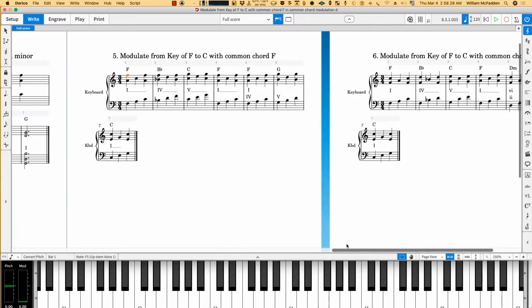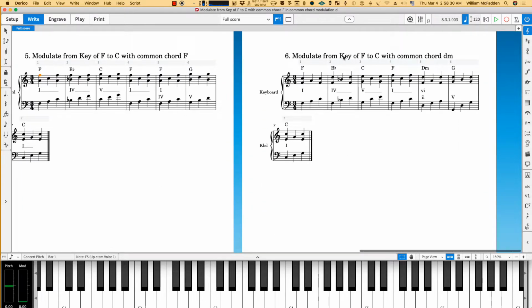And one more example. Here we're modulating from the key of F to C with the common chord D minor. And notice that D minor is the 2 chord or the predominant in C, and it's the 6 chord in the scale of F. So let's listen to what that sounds like, the modulation.